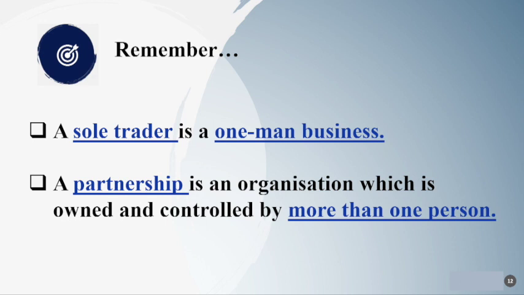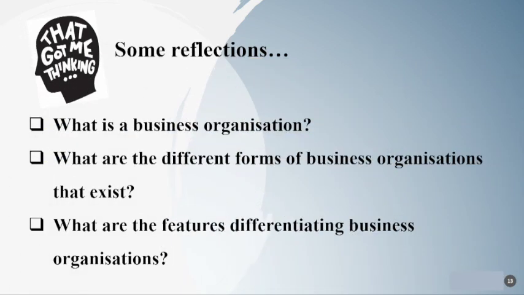Remember, a sole trader is a one-man business. On the other hand, a partnership is an organization which is owned and controlled by more than one person. Some reflections that you can do, students. You can take some minutes to write down what is a business organization? What are the different forms of business organizations that exist? What are the features differentiating business organizations?